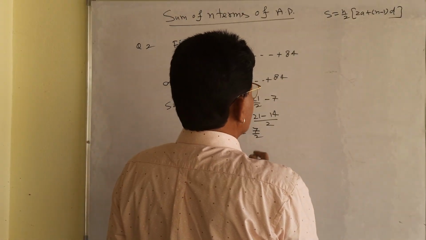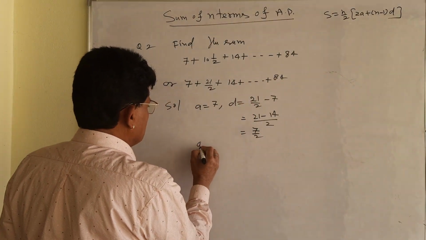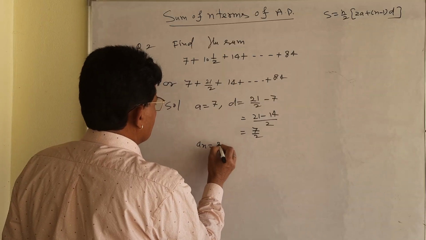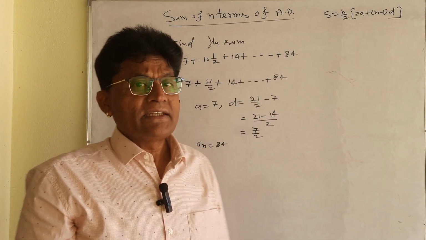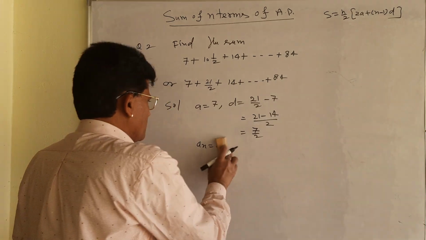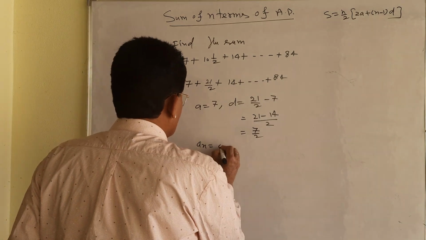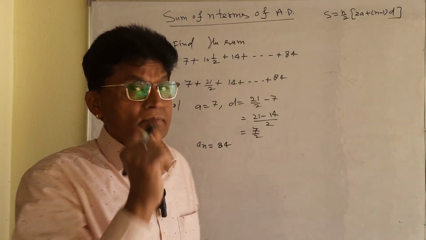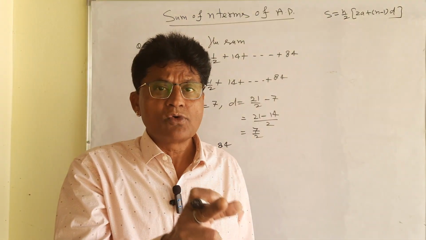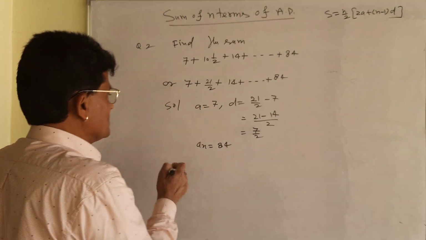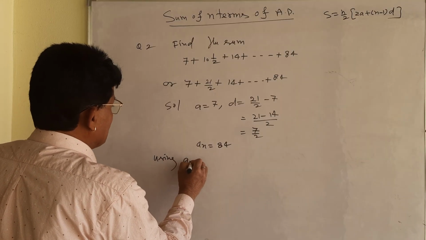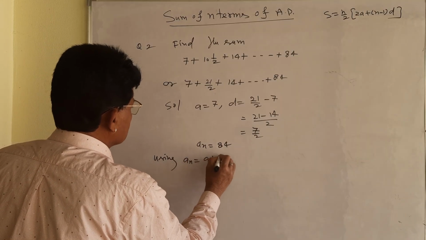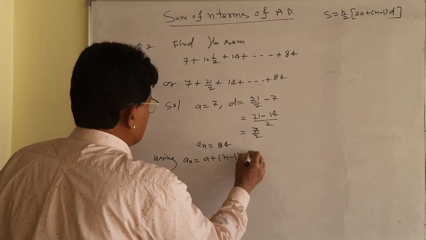But my dear student, you see, the nth term is given. an is equal to 84. There is no n given. Where is the value of n? n is not given over here. Then what will we do? Then we cannot find out the sum. First of all, you find out the value of n by using the nth term formula. Let me find out n using an equal to a plus n minus 1 into d.